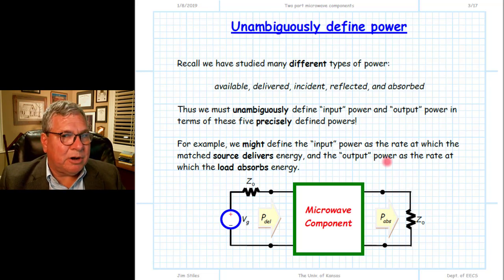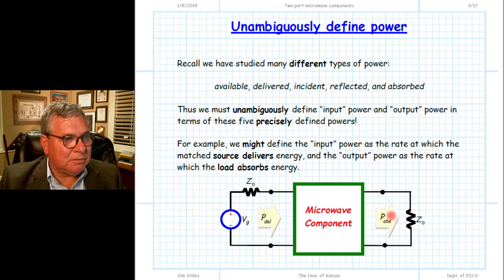One way of defining input and output power that seems relatively obvious is to define input power as the rate at which power is flowing across this port plane. And of course that would be equal to the power delivered by this source, the power delivered by this matched source.